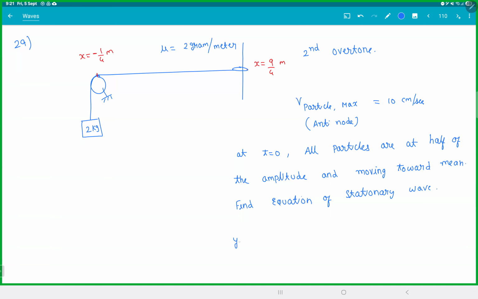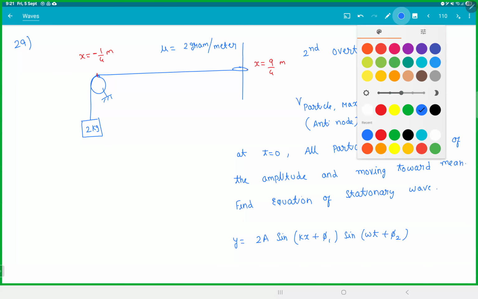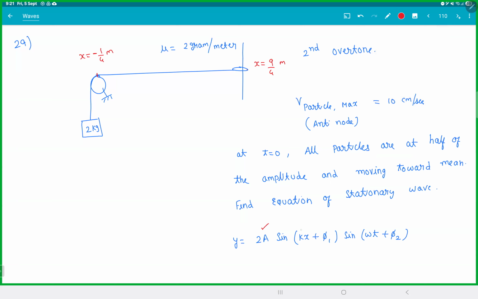So indirectly, what am I asking you to find? See, this is your general equation: y is equal to 2a sine(kx plus phi 1) sine(omega t plus phi 2). So you need to find 2a, k, phi 1, omega, phi 2. If you can find these 5 values, my job's done. Get them. You've got 3-4 minutes.